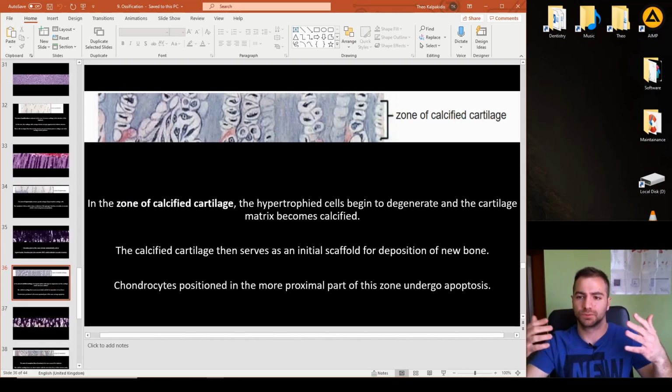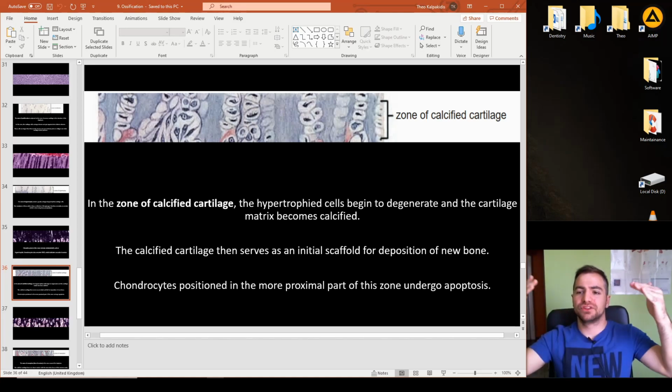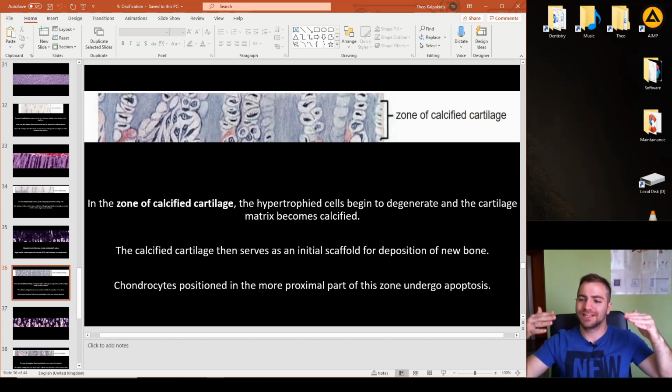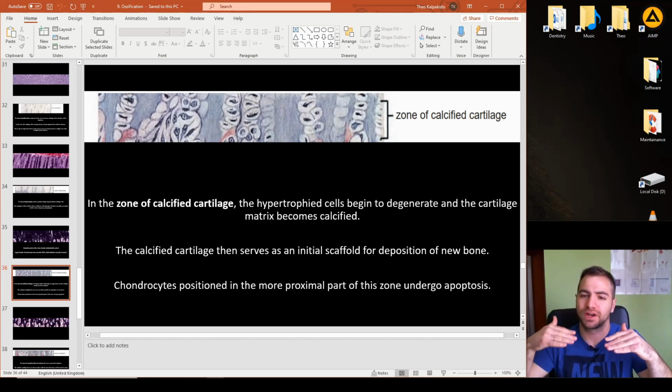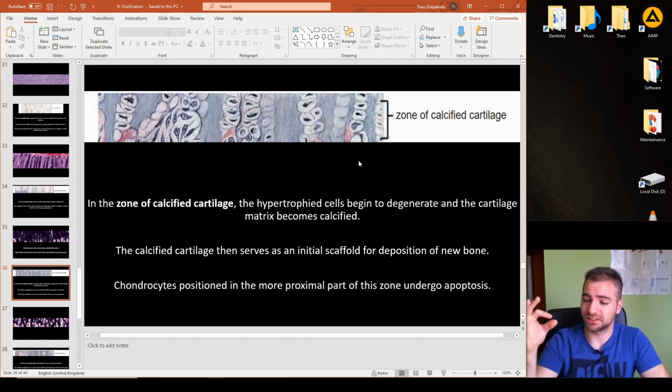So let's move on. Then we have the zone of calcified cartilage. This is the last step where we can actually see alive cartilage cells. The last stage. After this, these calcified cartilage cells, the chondrocytes and chondroblasts, will die. So in this case, the difference is that again we're going to see the hypertrophic cells, but it's going to be more basophilic because we're going to have an increased amount of calcification within this area.